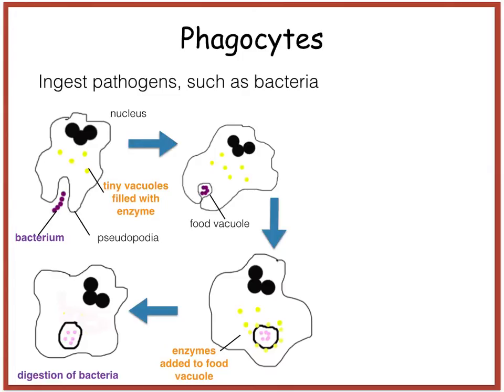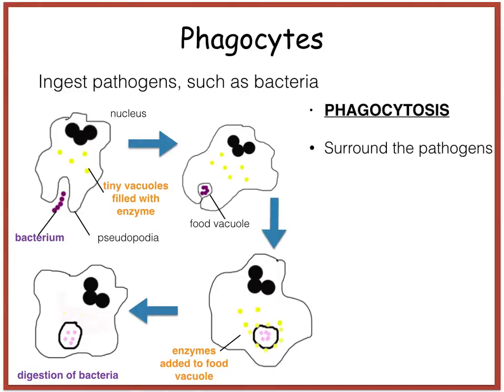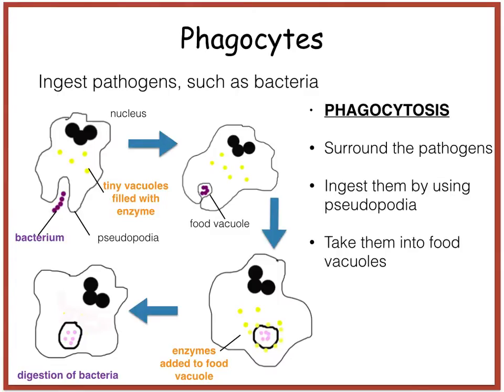So if you have a look in the next picture, you'll notice how the enzymes, those tiny little yellow vacuoles filled with enzymes, start to move towards the food vacuole. And then they help to digest the pathogen. So in the last step, you can see that the pathogen is being digested. The different steps that you need to remember are the phagocytes surround the pathogens. They ingest these pathogens by using pseudopodia. They take the pathogen into a food vacuole and they digest the pathogen using enzymes that kill the pathogen.